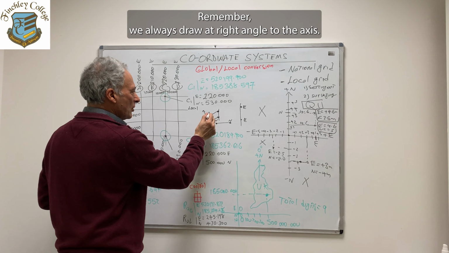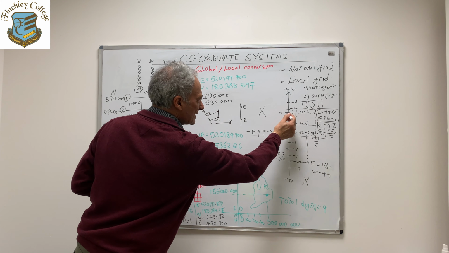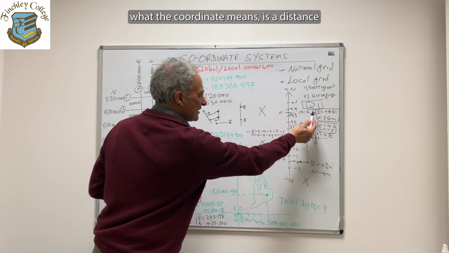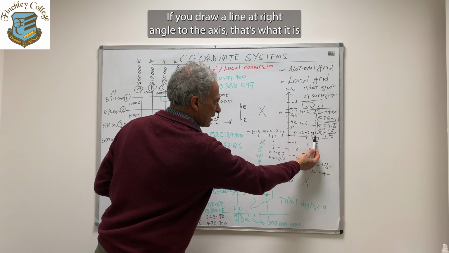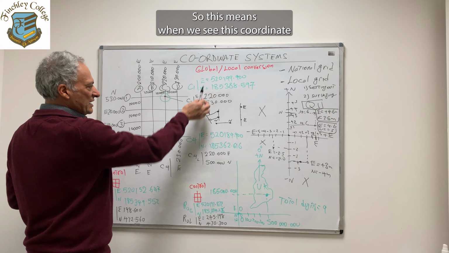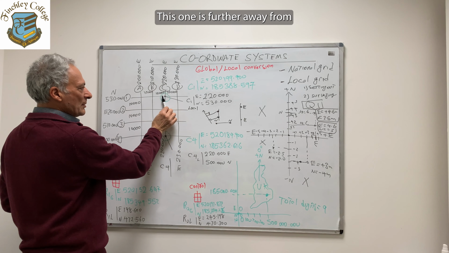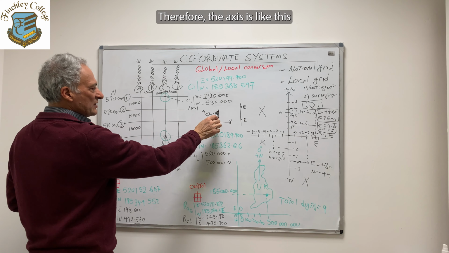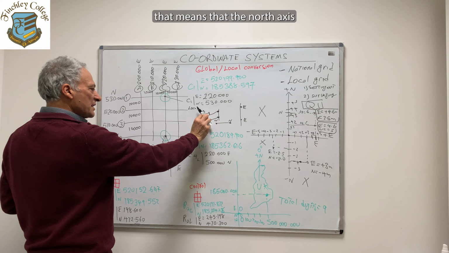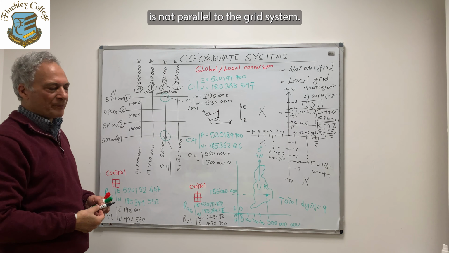Remember, we always draw at right angle to the axis. That is how we calculate the coordinate. What the coordinate means is the distance. If you draw a line at right angle to the axis, that's it. So when I see this coordinate, because this is bigger than that, this one is further away from the axis, therefore the axis is like this. That means that the north axis is not parallel to the grid system.